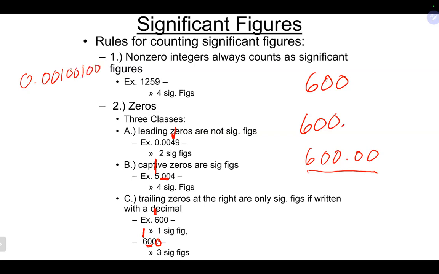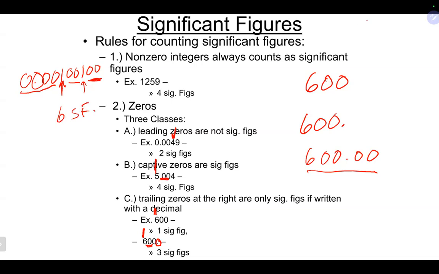This one here has how many, if it was a measurement? We would not start counting until we hit here, and then that would be significant. These 2 would be significant. The 1 would be significant. Are the zeros at the end significant? They are, because way over here, there's a decimal point. So this would have 1, 2, 3, 4, 5, 6 significant figures.